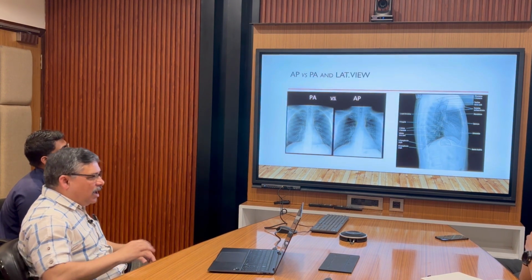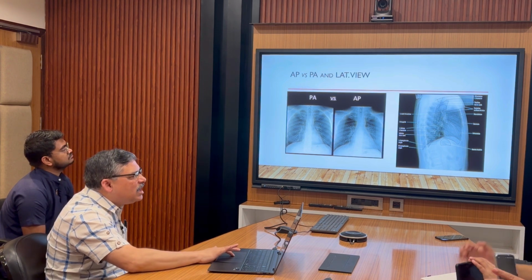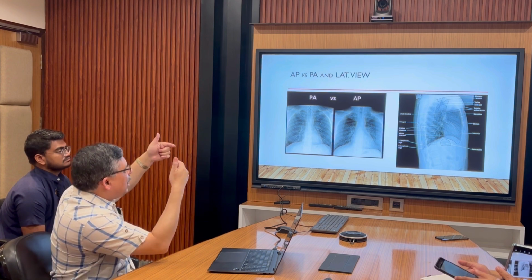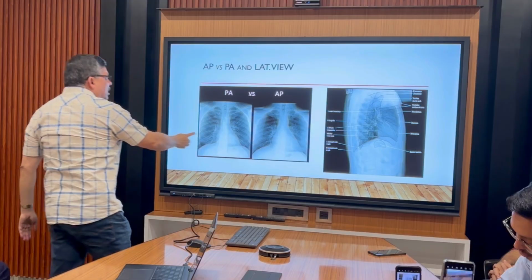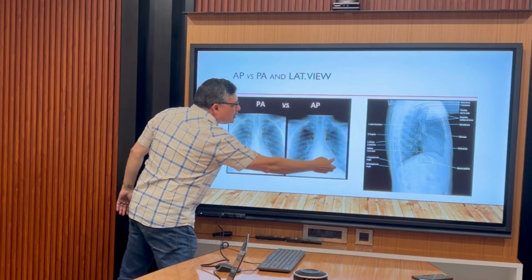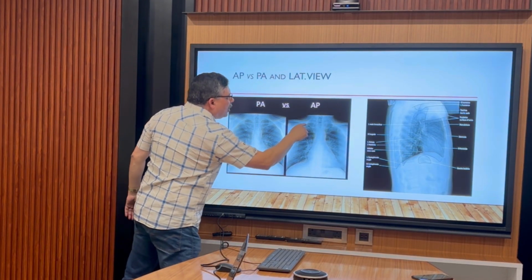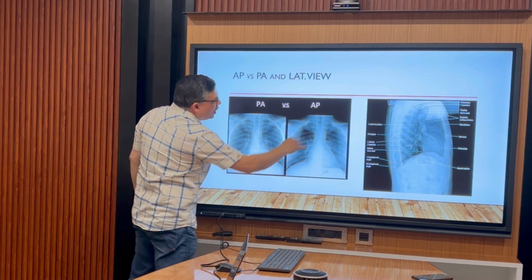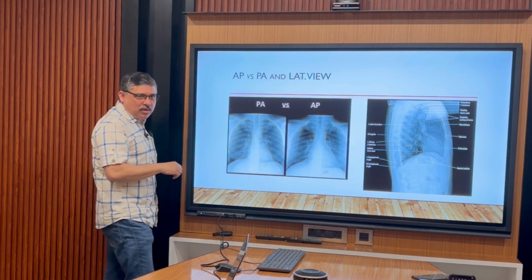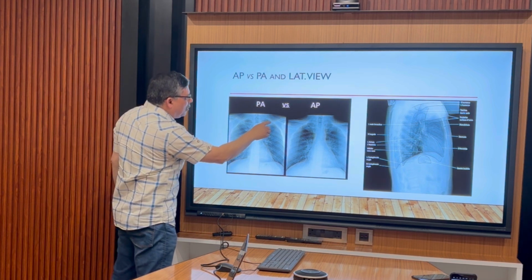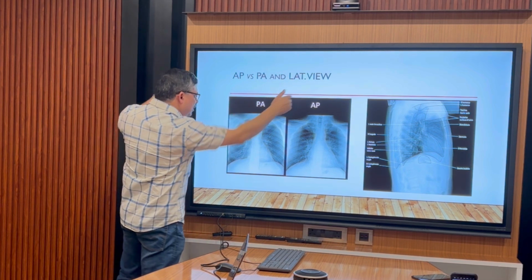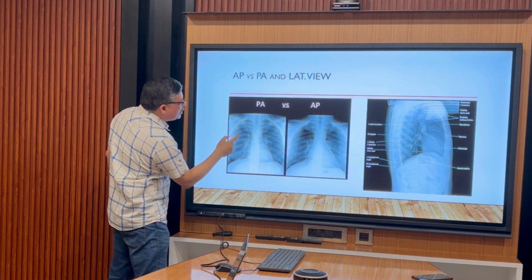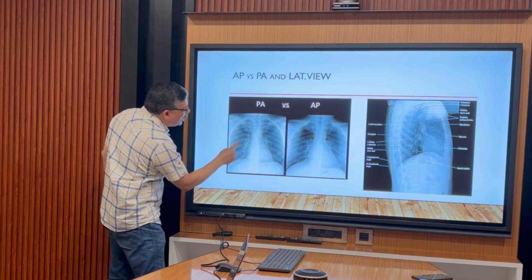Okay, this is a PA view. This is an AP view. In the AP view, the characteristic you see is that the scapula is within the lung fields. This is the end of the scapula. The clavicle is horizontal, and the quality of the X-ray will always be bad in an AP view. In the PA view, the clavicles are angled like this, and you will see the posterior ends of the ribs are better visualized. The anterior ends are not well visualized.